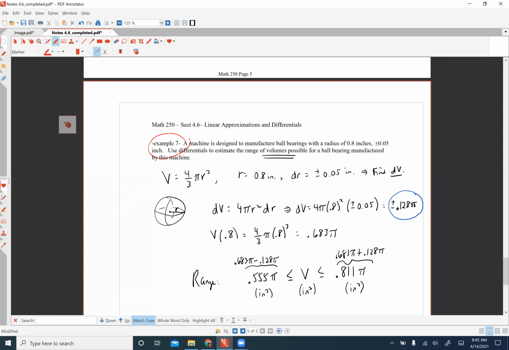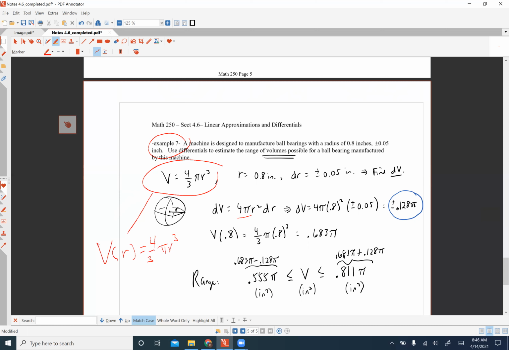Here is the volume function. Notice we see V of 0.8, so V is a function of r, and it's a function of one variable: 4/3 pi r cubed. We take the derivative, because when you take the derivative of the volume, you get the surface area. So let's use differentials: a small change in r times 4 pi r squared produces a small change in the volume.